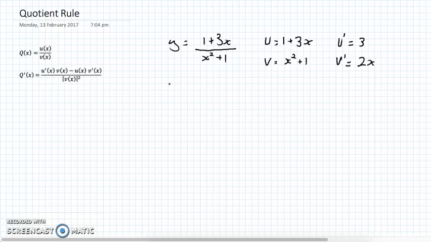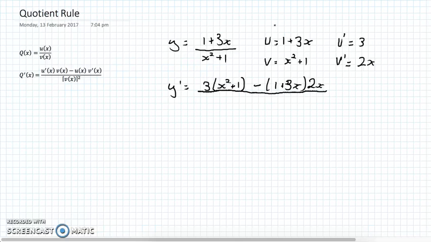Alright, so y dash is just going to be equal to u dash of x, which is this one over here, so 3, multiplied by v of x, which is just this one, x squared plus 1, minus u of x, which is just 1 plus 3x, multiplied by the derivative of v of x, which is just 2x. And we'll divide that by v of x squared, which is just this term here squared. So all we have to do is put x squared plus 1, put some brackets around it, and square it.